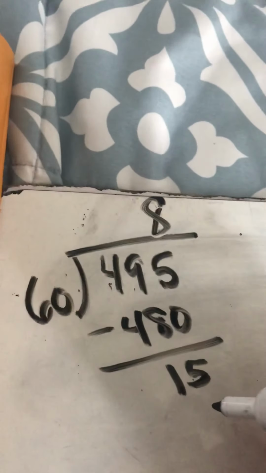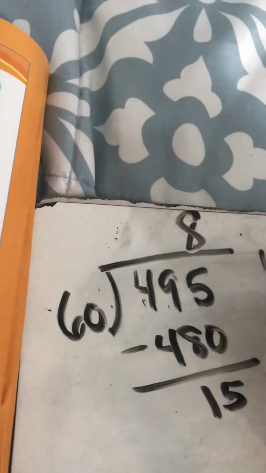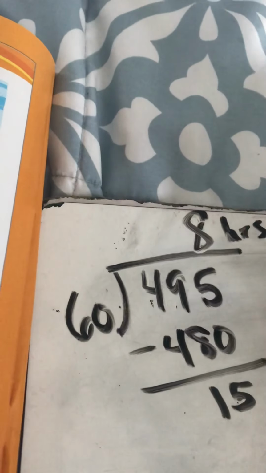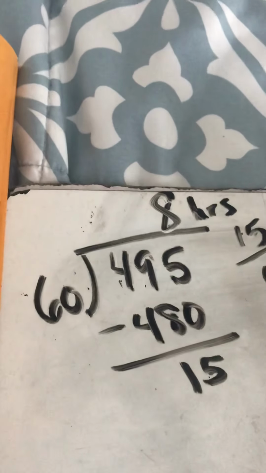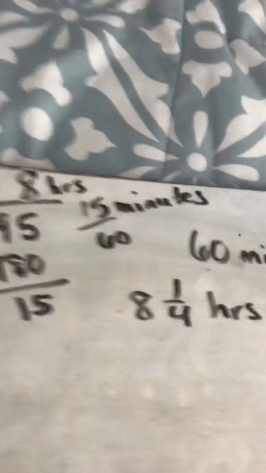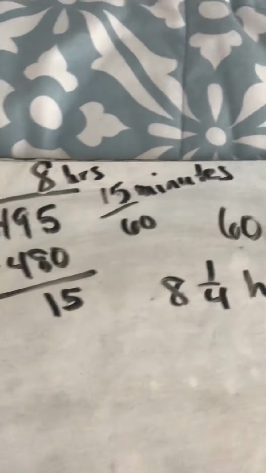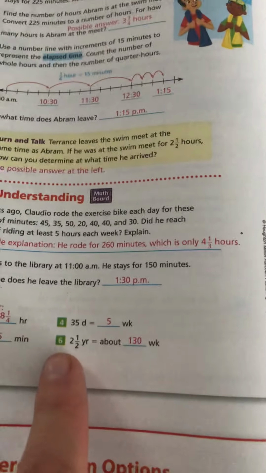See that? 15 left over out of 60, 15 over 60. So 8 hours, 15 minutes. We could also say 8 1/4 hours. Okay? Because 15 over 60, if we simplify it, will be 1/4. So now I'm going to move on to number 4.